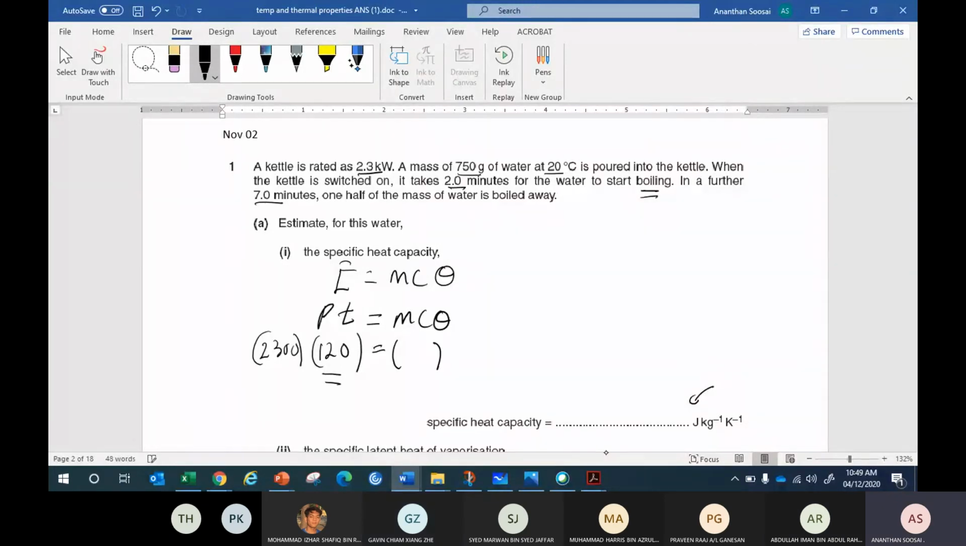Mass: the entire water has been raised to that temperature, so it should be 0.75, changed to kilograms. And c is the one we are looking for. Temperature change is 100 minus 20. Those who are calculating, this is how your calculation should be, which later gives you the c. So anyone, what's the answer?